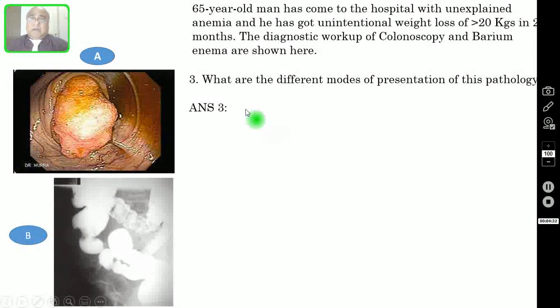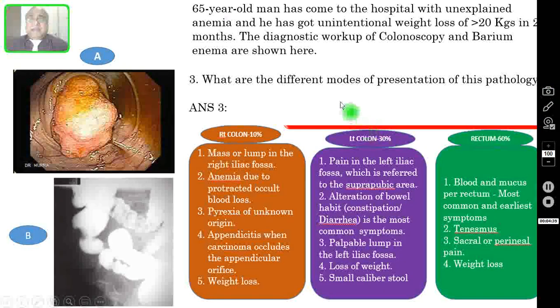Question number 3, what are the different modes of presentation of this pathology? The correct answer is, this is a colonic cancer, but colorectal cancer can affect the right side of the colon, the left side of the colon and the rectum. The rectal carcinoma is totally different from the colonic carcinoma. So depending upon the site, there are some characteristic modes of presentation of this particular pathology.